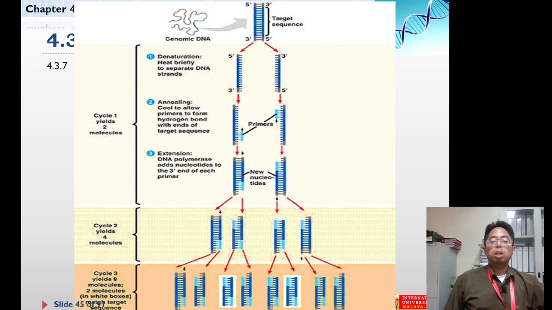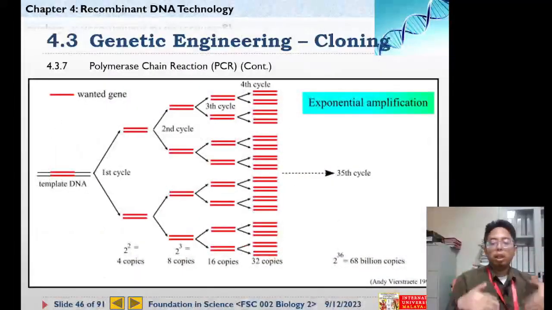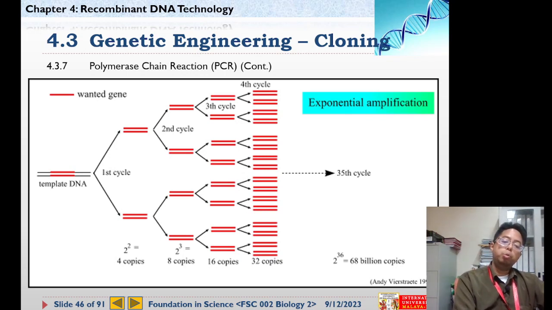In cycle 2, it is heated up again, all of the DNA will be split in half again, and the DNA polymerase will do its job again, and from 4 halves it becomes 4 full DNA. After cycle 3, you get 8. So every cycle, they will double and double and double. After the 35th cycle, you will have 2 to the power of 36, which is 68 billion copies of the same DNA.